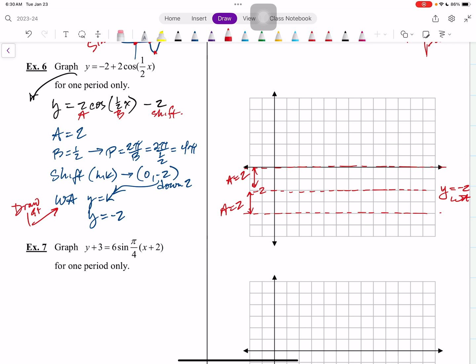So this is a cosine function, and cosine starts at a max. So let's see here. Amplitude of 2. So if this is the origin right here, I'm going to go up 2. So cosine would typically start here. All right, but it's been shifted, right? It's been shifted down 2, so you got to shift it down 2. So now we start here.